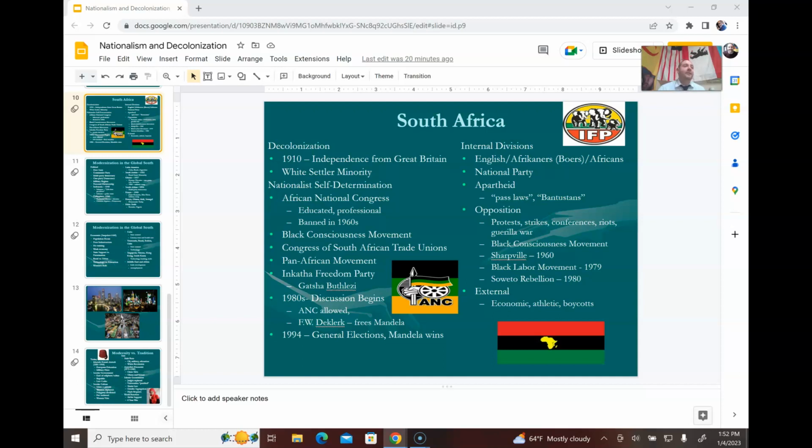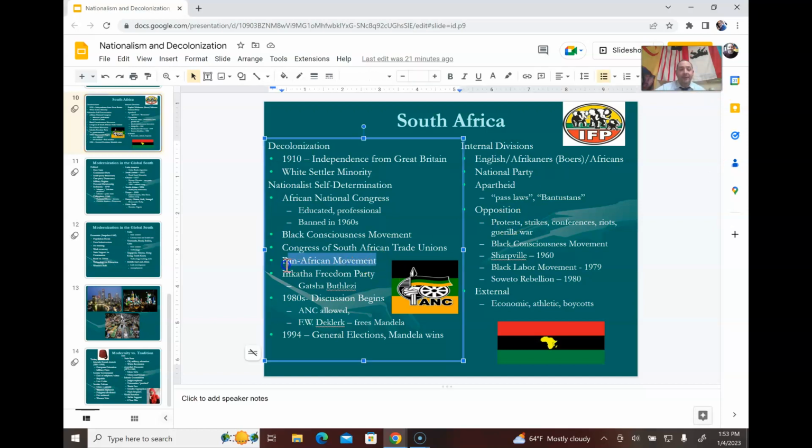And you have emerging out of this that educated class, just like we saw in India, of which they form the African National Congress. And out of this comes people like Nelson Mandela. This also taps into a larger movement, which is the Pan-African movement. The Pan-African movement looked to connect all people from Africa, and even within the global Pan-African diaspora, to try and fight for better treatment of people of African descent and of the countries within Africa.